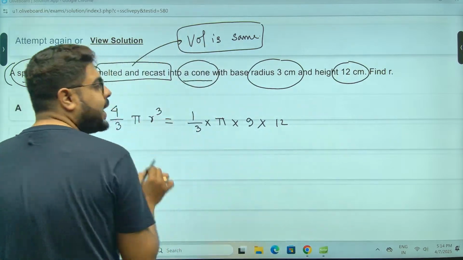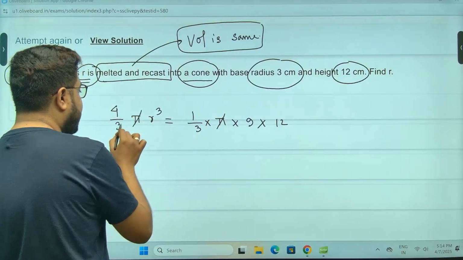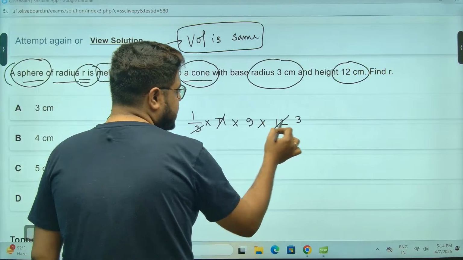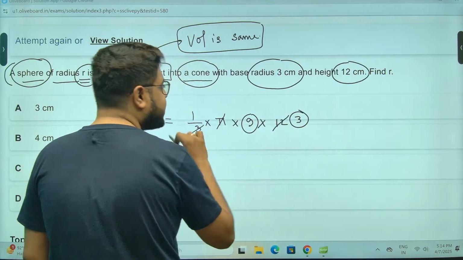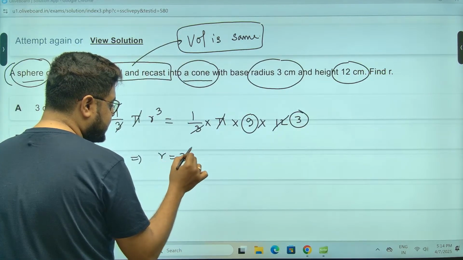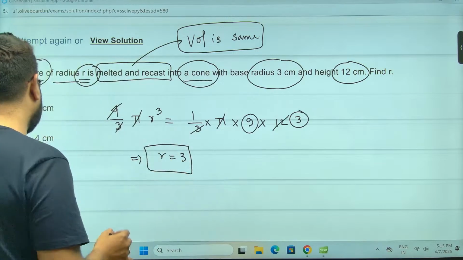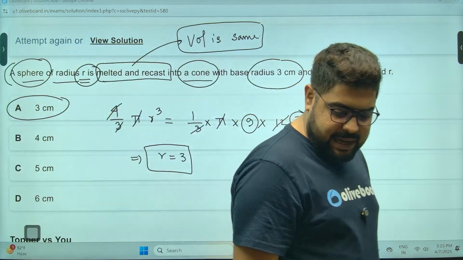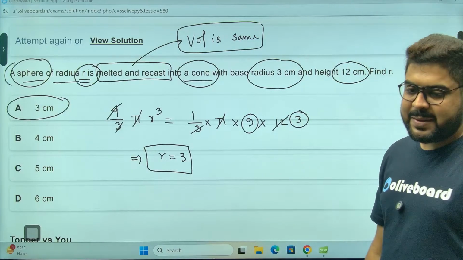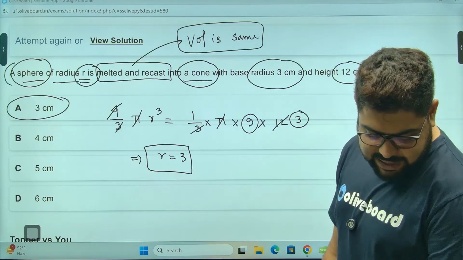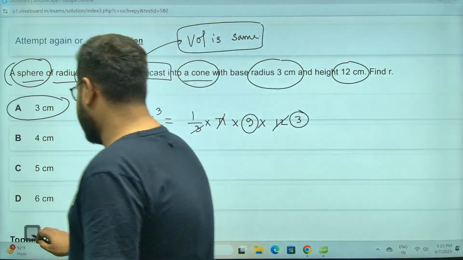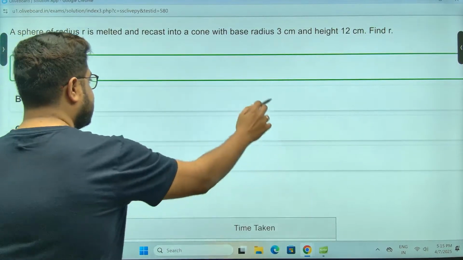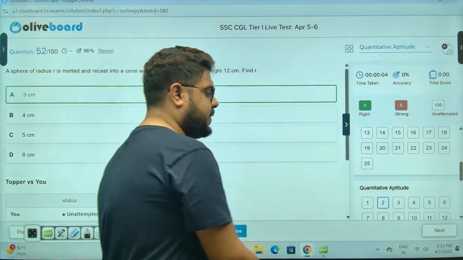They are asking us to find this r. Pi and 3 cancel, and this 4 is equal to 3. So 9 means 3 square into 3, meaning 3 cube. r is equal to 3, option number A. Yes, Reena, Arghamita, absolutely, you guys are correct. Very simple once again. So that is your answer. Very quickly.